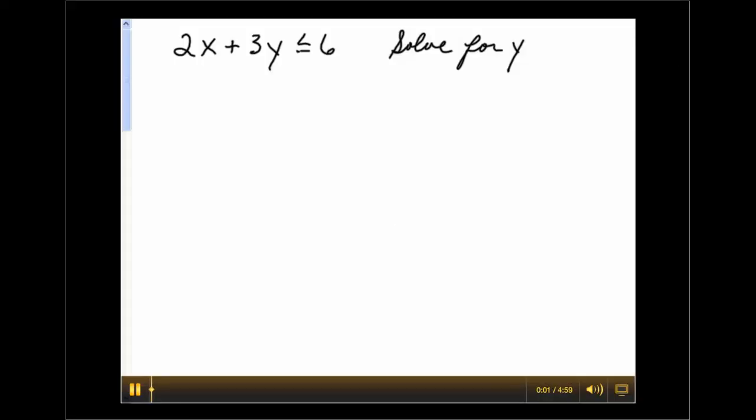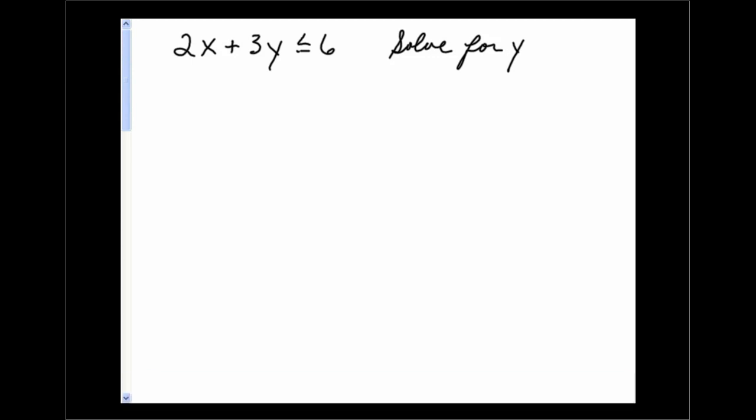In this lesson, we're going to graph linear inequalities in two variables. To begin with, we have 2x plus 3y is less than or equal to 6, and we're going to solve this for y. So begin by subtracting 2x from each side of the inequality. So then we have 3y is less than or equal to negative 2x plus 6.